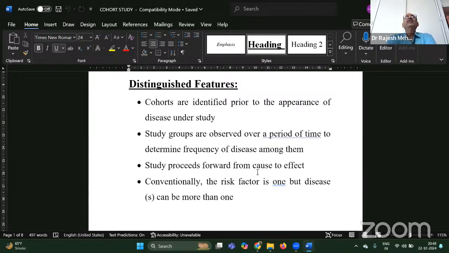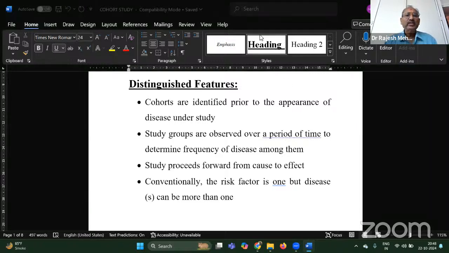For example, in one of the talukas, Petlad taluka, the village name was Dharampur. When I was in a medical college, we did a long-term study like the Framingham study. So like Framingham study, we did in our Dharampur. We studied the incidence of diabetes, hypertension, obesity, etc. And continuously every week we used to go to that Dharampur village and we did the study like that. And the study proceeds forward from cause to effect. And conventionally the risk factor is one, but disease can be more than one.